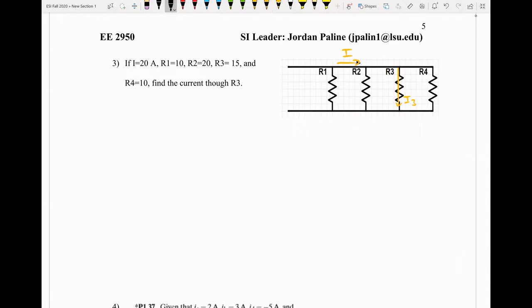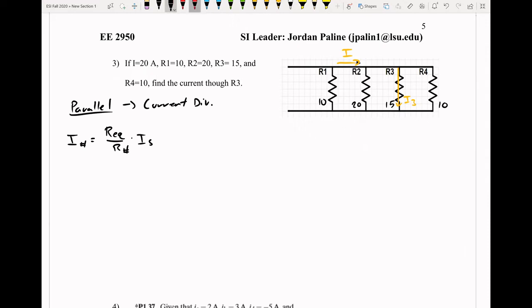So this will still be 10, this will still be 20, this will be 15, and then this will be 10 again. And then just as before, this is all in parallel. And if we're breaking up the current, we're going to do a current division. And the equation, like we said before, is R equivalent over R number times IS, the source current that's being broken up.